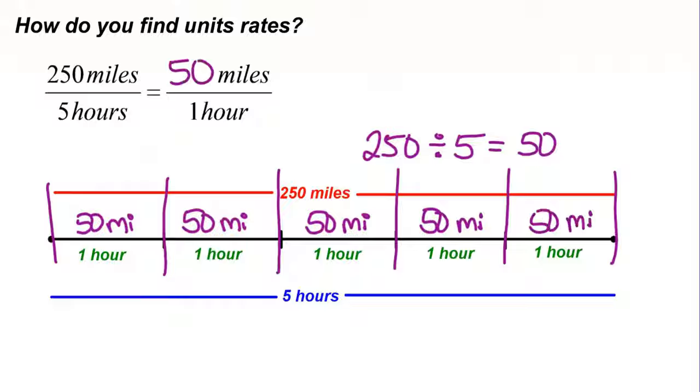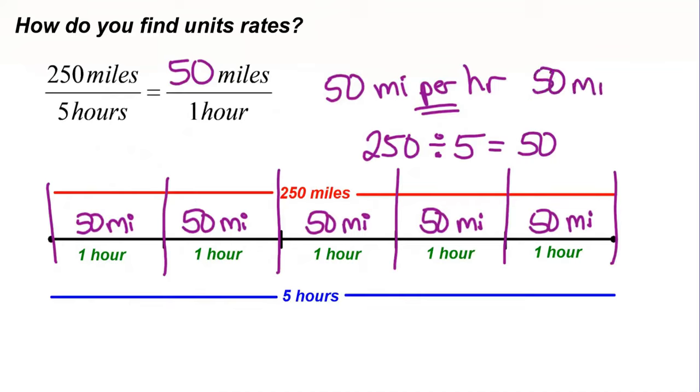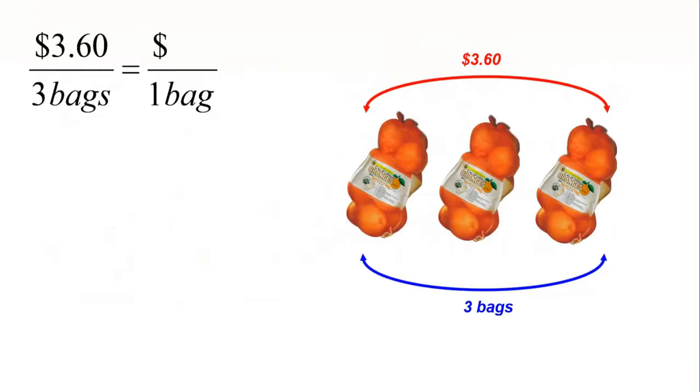So we have taken that rate and turned it into a unit rate. So now we know that we are traveling 50 miles per hour. Sometimes we use the word per there, or sometimes you might see it written this way, 50 miles slash hour, 50 miles per hour. Two ways to write that unit rate. Let's take a look at another one.